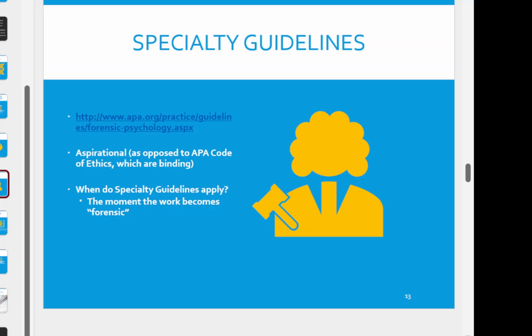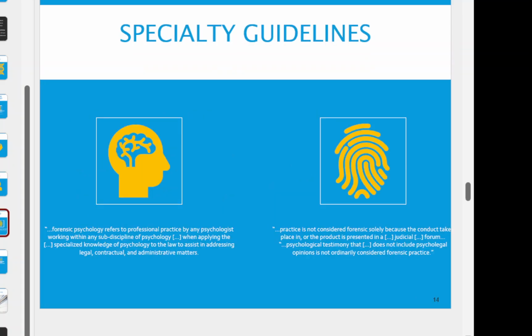Remember, these are going to be aspirational. We're going to do our absolute best to uphold them, but these do differ in that the APA Code of Ethics for psychologists is binding for us. You also may be wondering when these specialty guidelines come into play. We answered this earlier, but we'll answer it here again: the moment the work starts to become forensic, that's when we need to get out these guidelines.